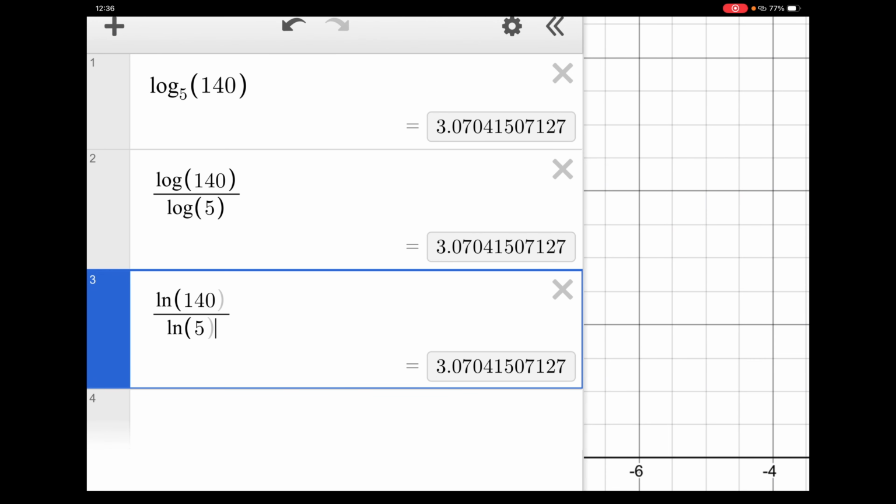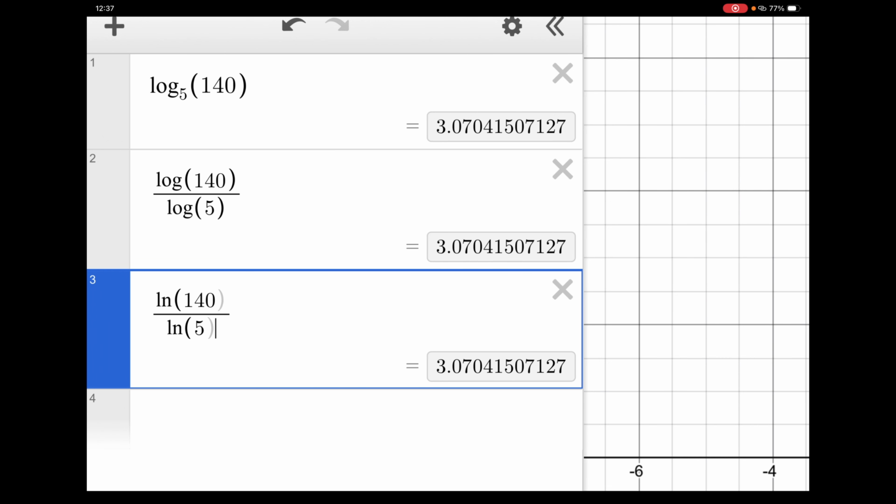One thing you cannot do is mix the bases when you do the change of base. The change of base has to use the same base for both the numerator and denominator. And second, you have to make sure that you're dividing the natural log or the common log of the actual value by the common log or natural log of the base.